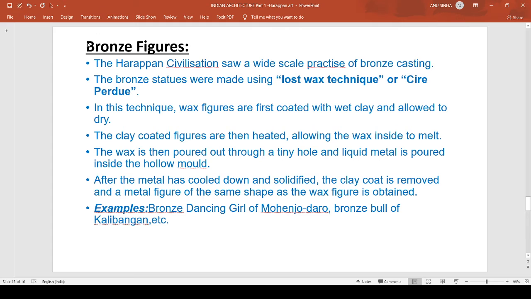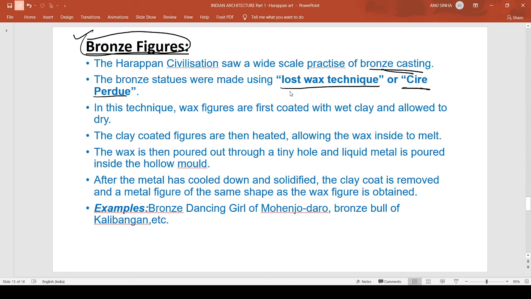Now moving to the bronze figure. This is also a striking feature of the Indus Valley civilization. So what was that and how was it prepared? I will be telling you this now. The Harappan civilization had a wide-scale practice of bronze casting. The bronze statues were made using the lost wax technique or silver plating.